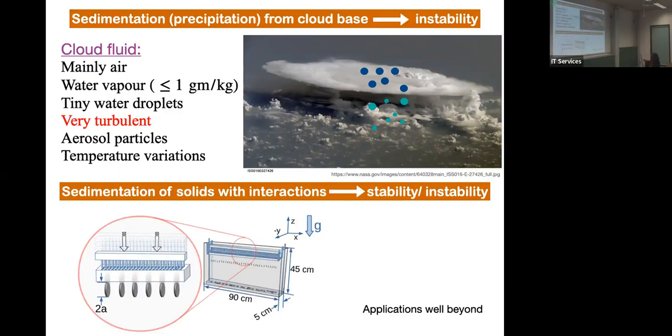This is actually the anvil of a cumulonimbus cloud. It's a real photograph taken by an astronaut from space. So you can see how flat these anvils are. We will come back to that. The cloud is somewhere here, rising from the ground up there. And so what is a cloud really? A cloud is mainly air. It has water vapor, which is about, max, 1 gram per kilogram of air, so water vapor in tiny concentration. It has tiny water droplets, which are in even smaller concentration.